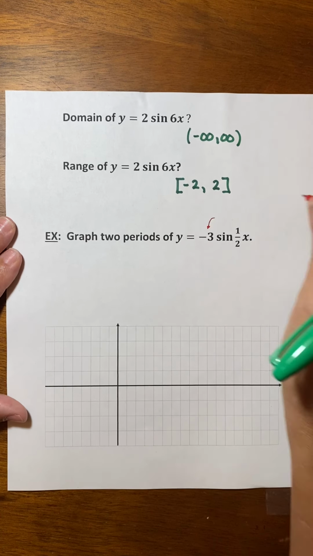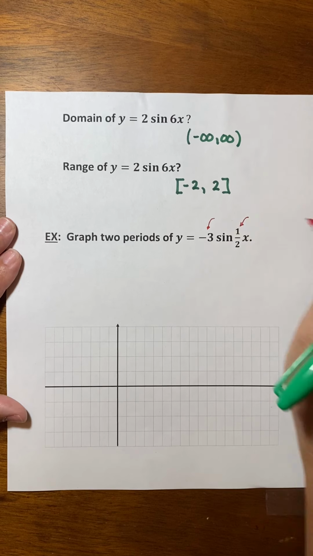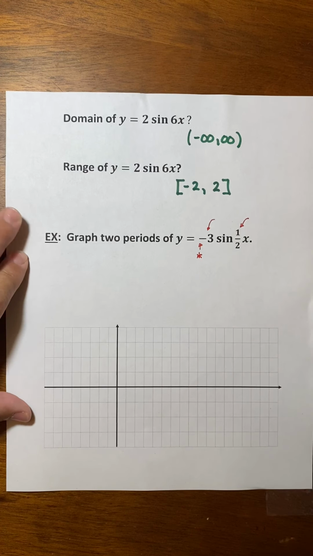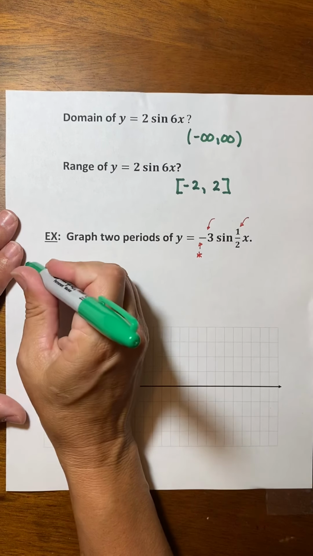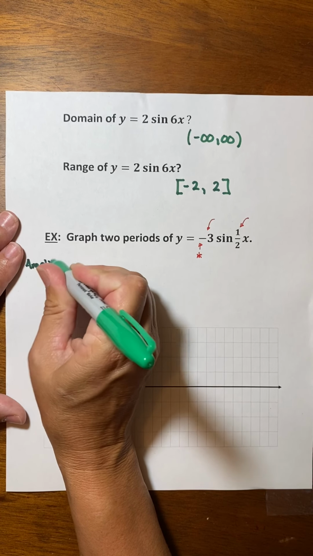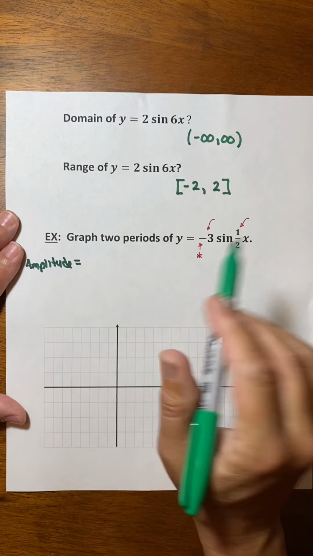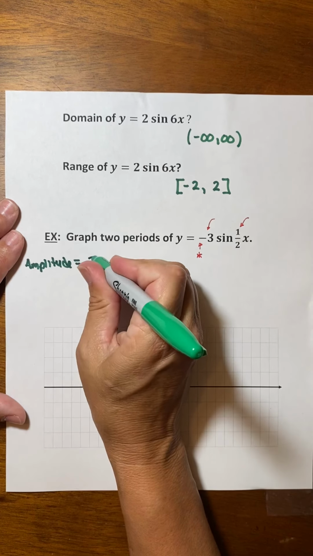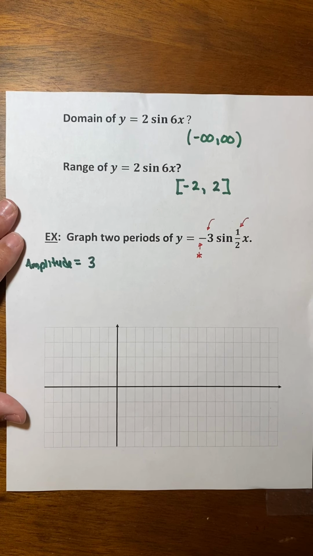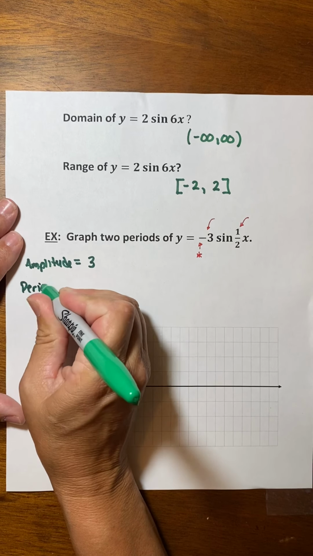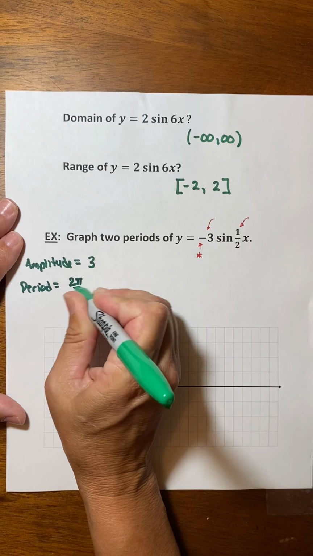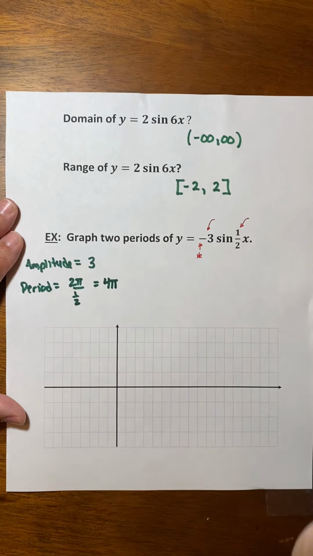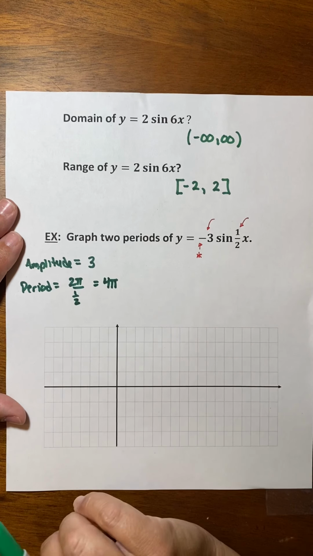This is going to tell us the amplitude, how high it's going to go, and this is going to tell us how low it's going to go. Notice this has a negative. So the amplitude is always the absolute value of the coefficient. So it's going to go between 3 and negative 3, but we say the amplitude is positive 3. The period, on the other hand, is 2 pi over 1/2, which is equal to 4 pi. So this is a smaller number. It's going to be spread out.